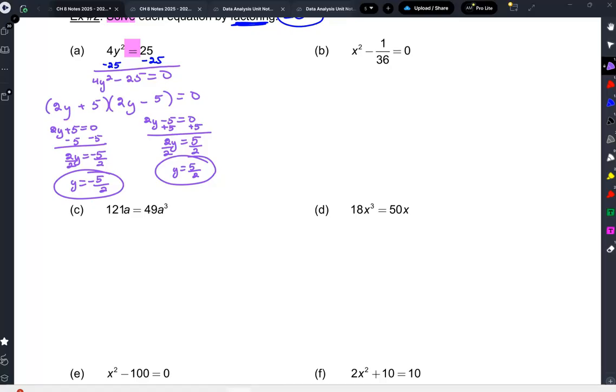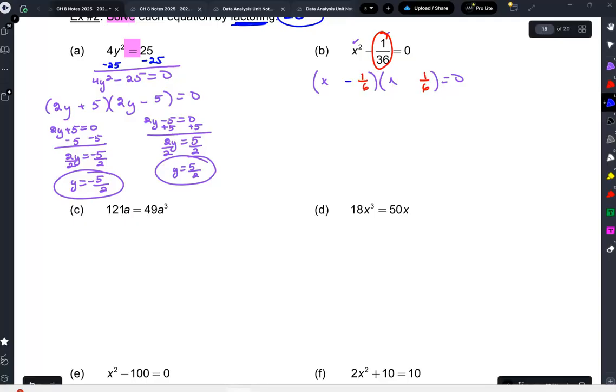Okay. Let's do the next one. Oh, look at this next one. Perfect square, perfect square. So here we go. Look at this. X, X. What's the square root of this one? What's the square root? 6. Not 6. 1/6. 1 over 6, plus minus. Go ahead and solve this.